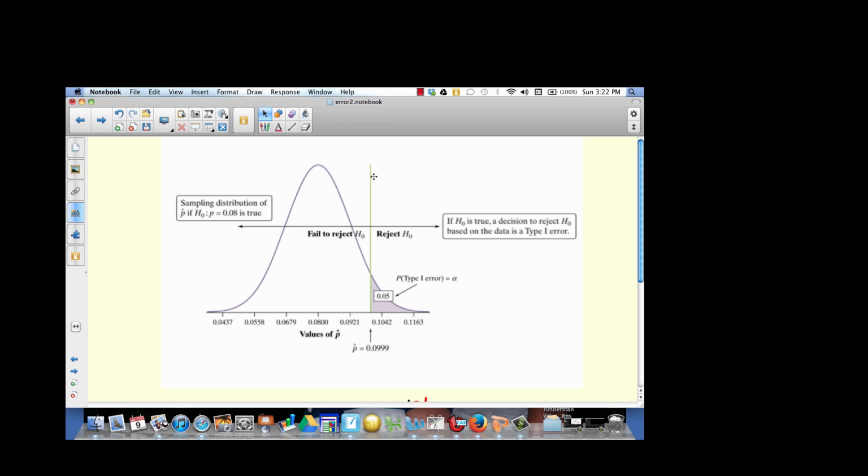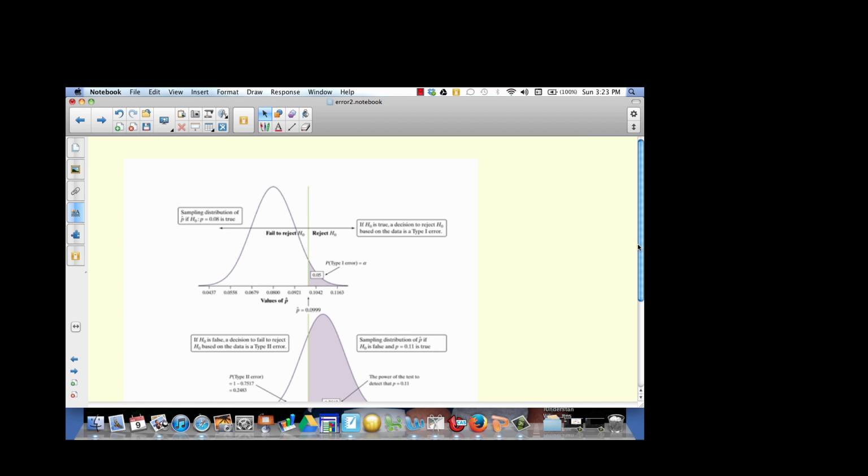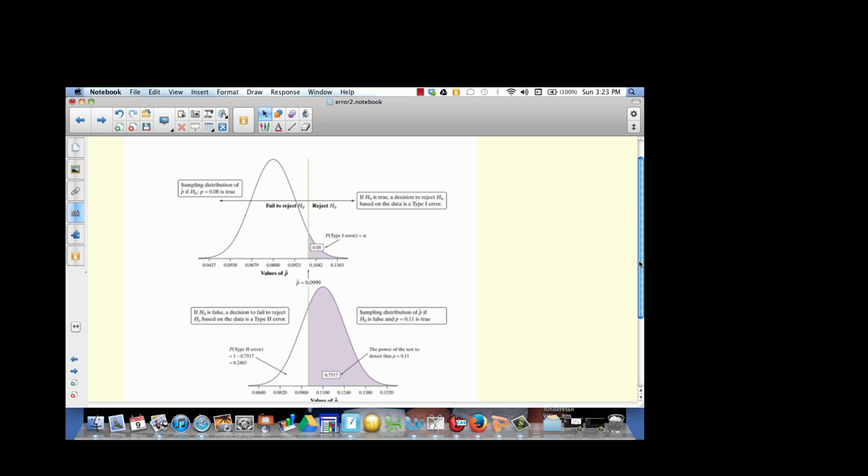So if we set alpha, say, at 5%, then if we get a p-hat that happens less than 5% of the time, we're going to reject the null, even if the null is true. So basically, everything to the right of your alpha, you would be rejecting the null, even though in this case, the null is true.